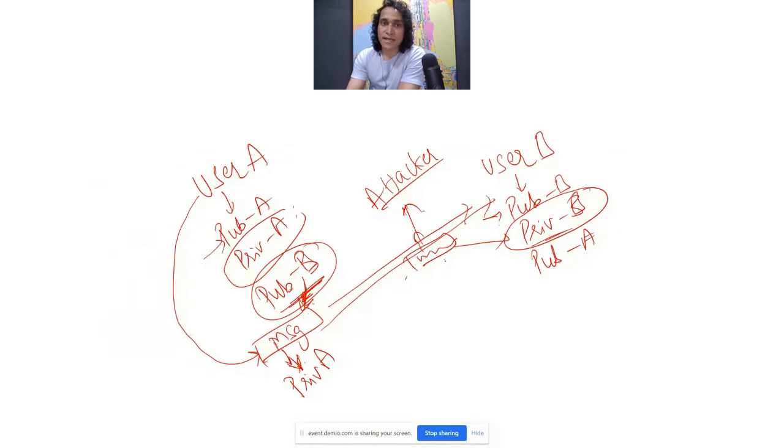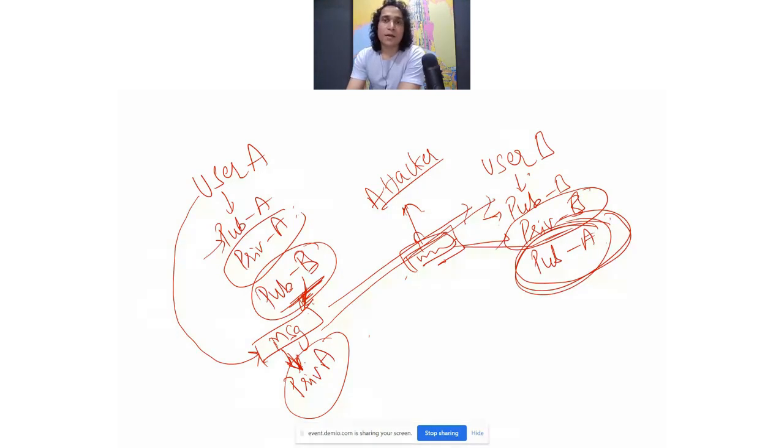If user A has encrypted this message with his own private key, the key that can be used to decrypt this message is the sender's public key, right? Because this was encrypted using the sender's private key, it can only be decrypted using the sender's public key. So when user B receives this encrypted message, user B will decrypt it using user A's, the sender's, public key. All right. So that is also possible.